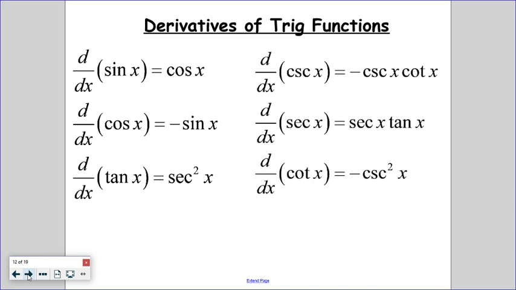Derivative of sine is cosine. Derivative of cosine is negative sine. The derivative of tangent is secant squared. Derivative of cosecant is negative cosecant cotangent. Derivative of secant is secant tangent. And the derivative of cotangent is negative cosecant squared.